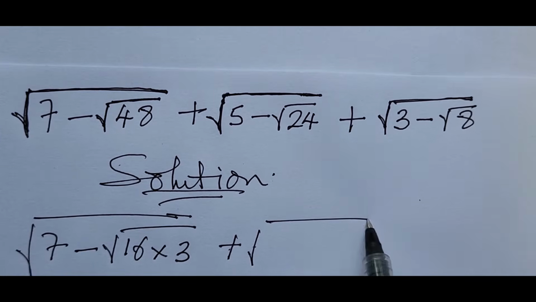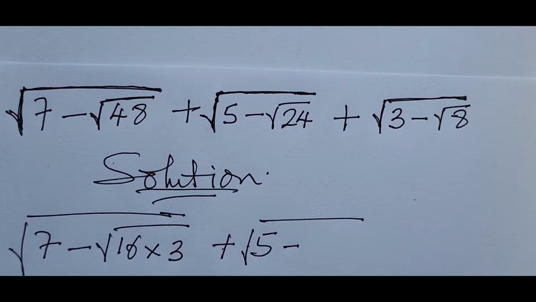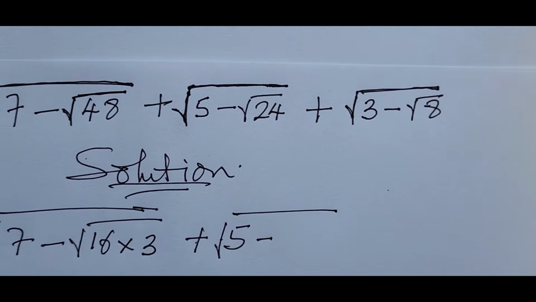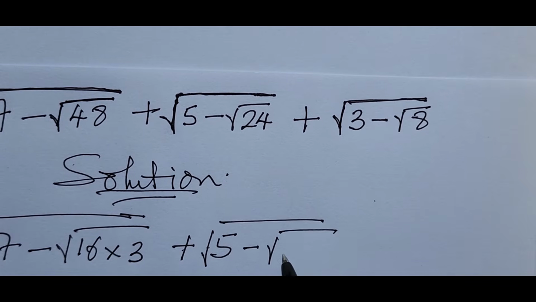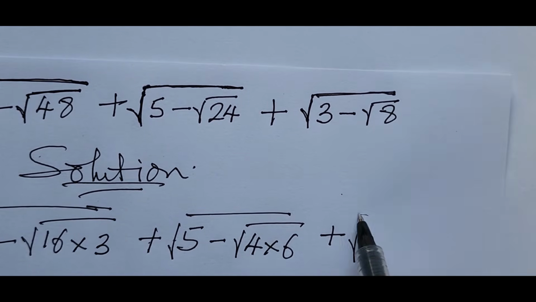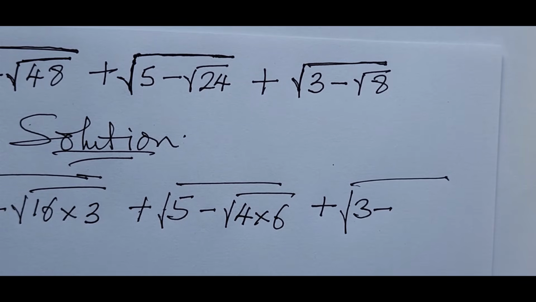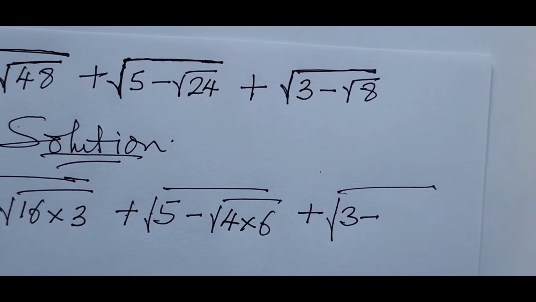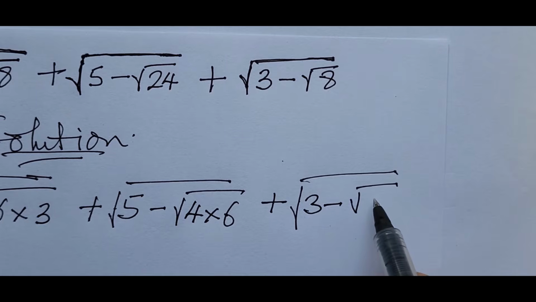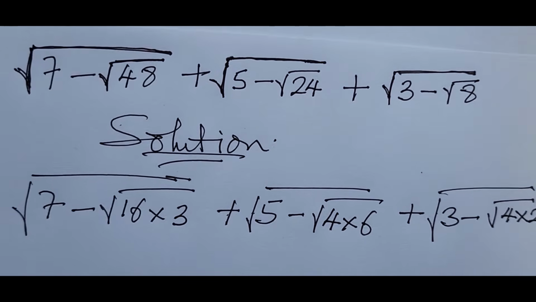Now we have the square root of 5, then minus, 24 can be expressed as 4 times 6, where 4 is also a perfect square. So we're going to have this to be 4 times 6. Then plus, we take the next one, the square root of 3, then minus 8, which can be expressed as 4 times 2, where 4 is also a perfect square. So we have this as 4 times 2. These are clear expressions, right?